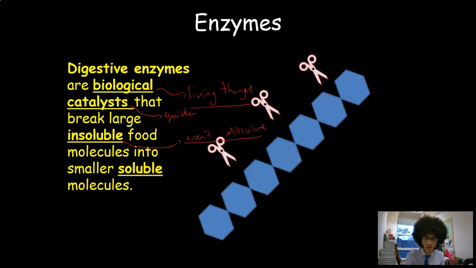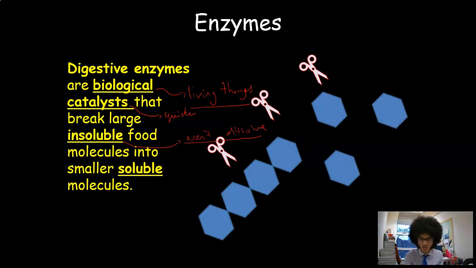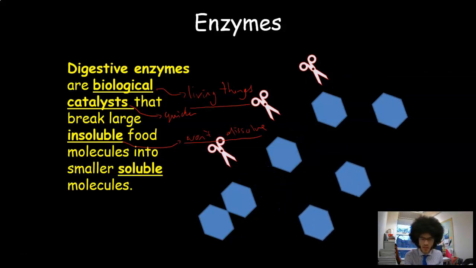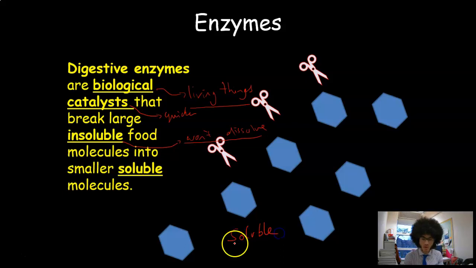So what we do is we get some enzymes, which are basically like biological catalysts, like scissors. They help cut them up, and then once they're cut up, they can break down into smaller pieces. And when they get into smaller pieces like this, they are then soluble. And when they're soluble, they can go into your blood, and then they can go all around your body. Okay, so that's really important.